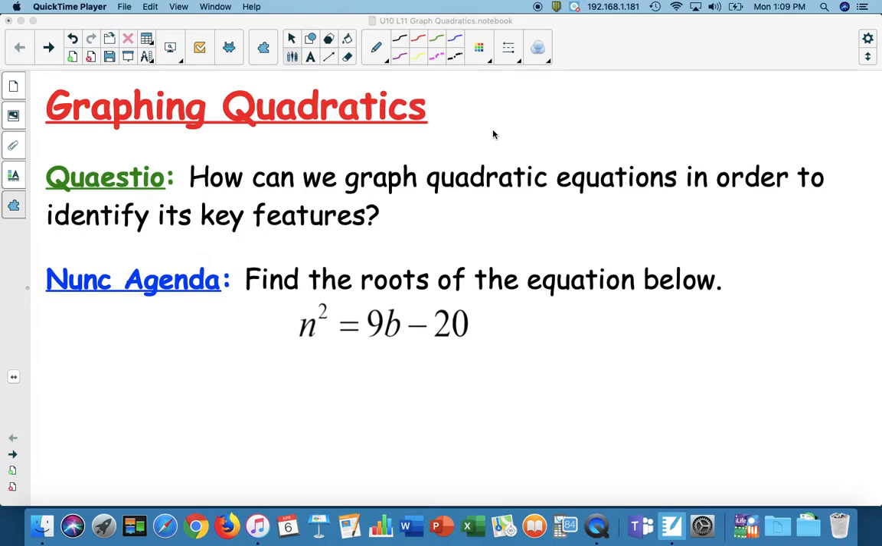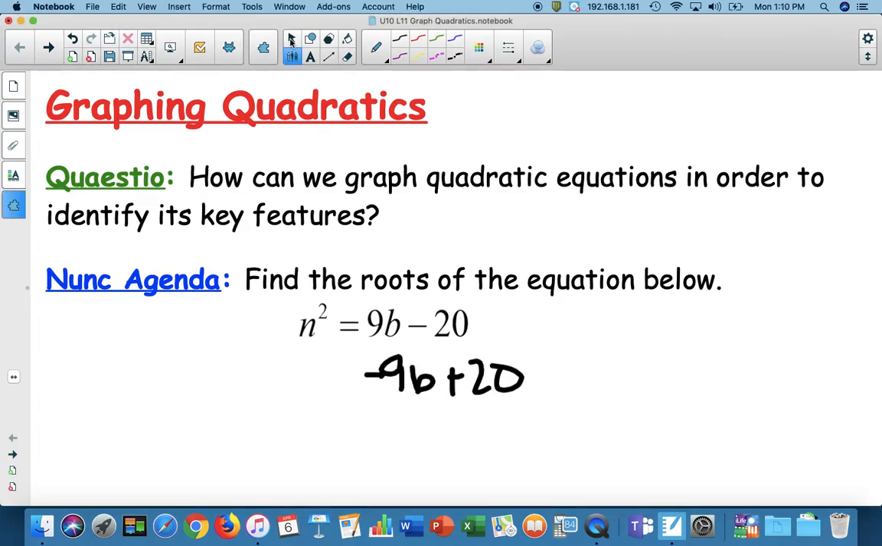Okay, hopefully by now you've already solved it and you're coming to check it. So let's do it real quick. First thing you should do is subtract 9n and add 20 to both sides. When you do that, you're going to get n squared minus, oh sorry, that should be a 9n, not a 9b. I apologize for that. That should also be an n, not a b. My bad.